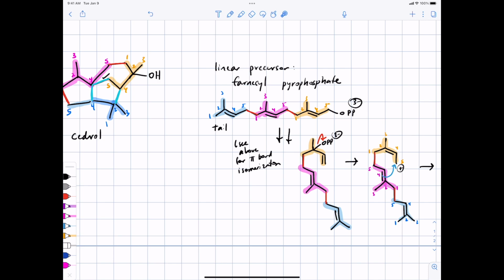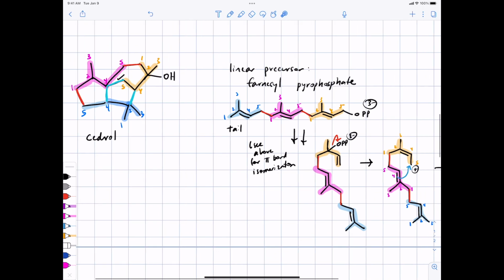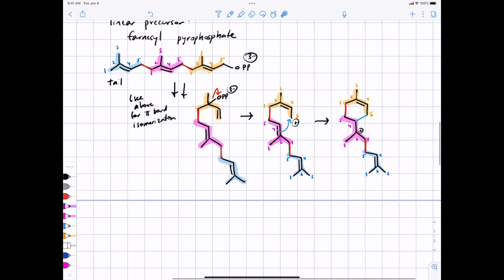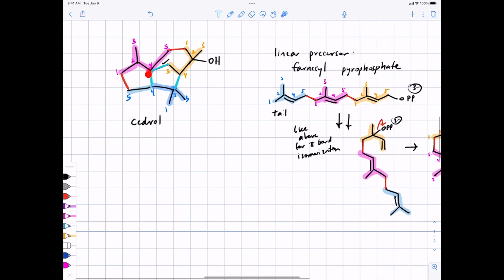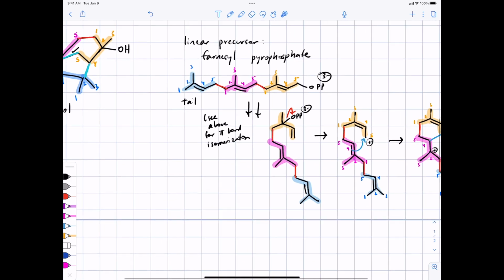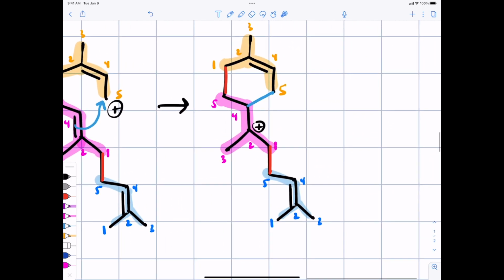As I look at this bond between orange 4 and blue 2, thinking backwards, it makes sense that if there had been a positive charge and a pi bond, probably the positive charge is on the more substituted carbon, blue 2. Probably the pi bond was between 2 and 4, right? All right, anyway, I need a bond between pink 4 and blue 4, and right now the positive charge isn't on blue 4.